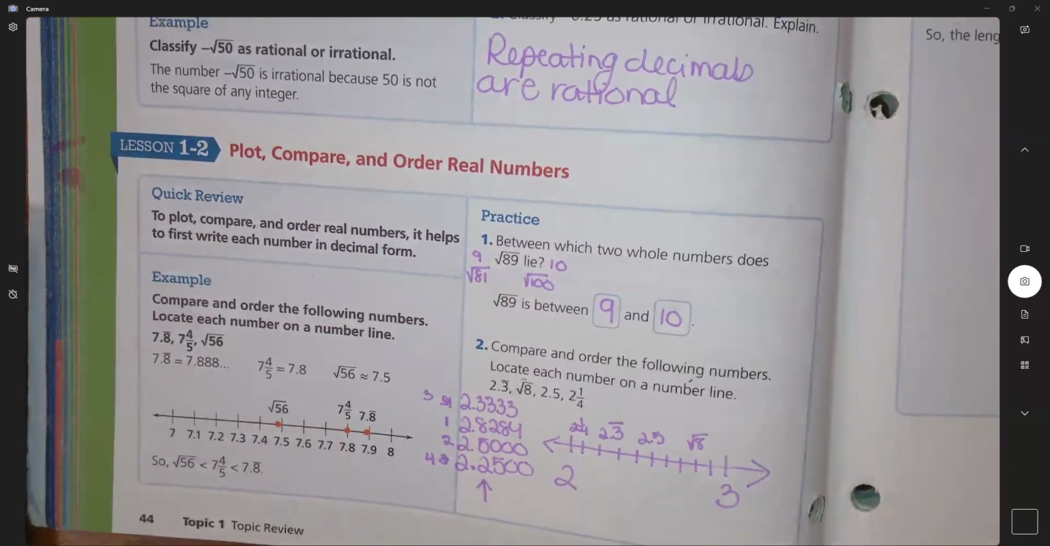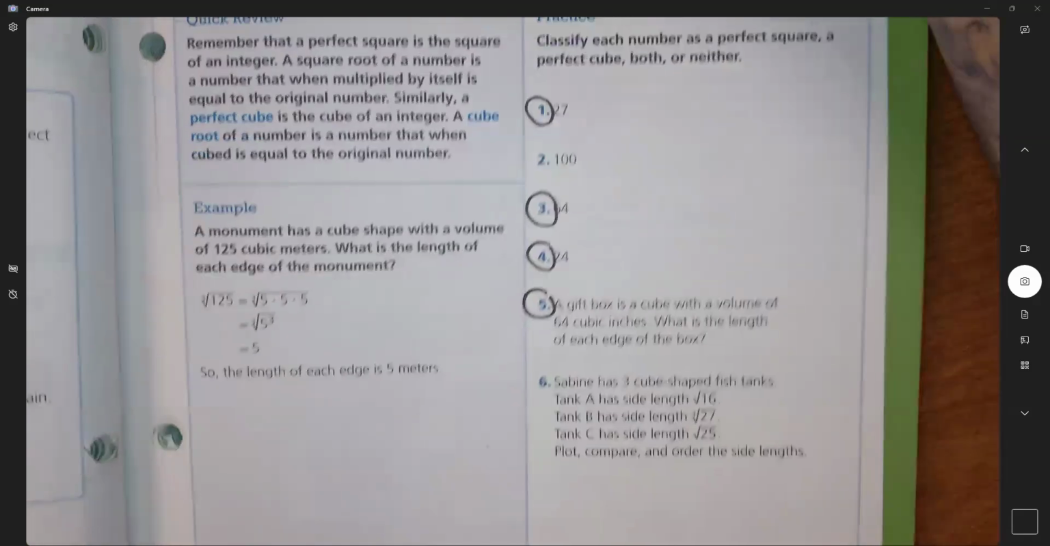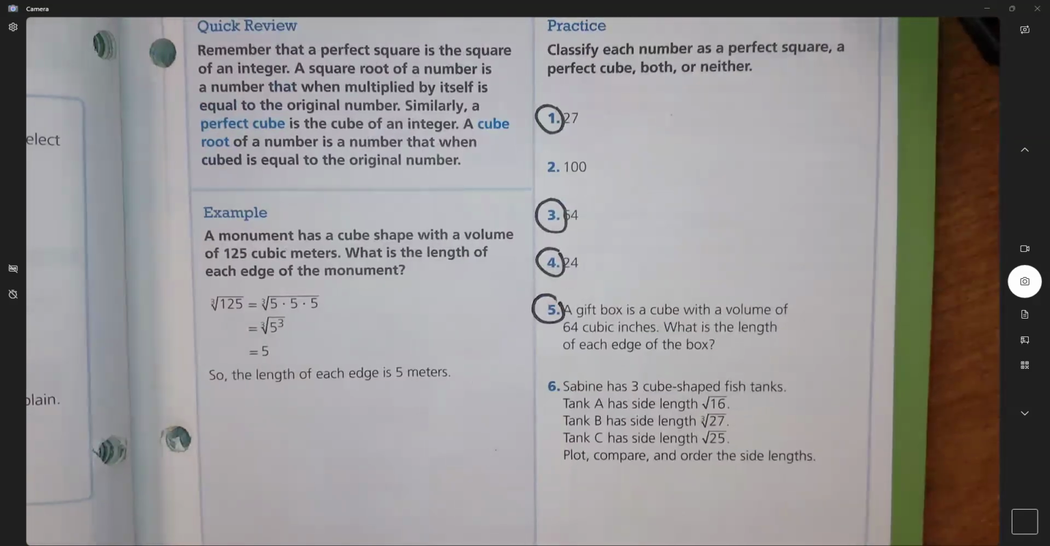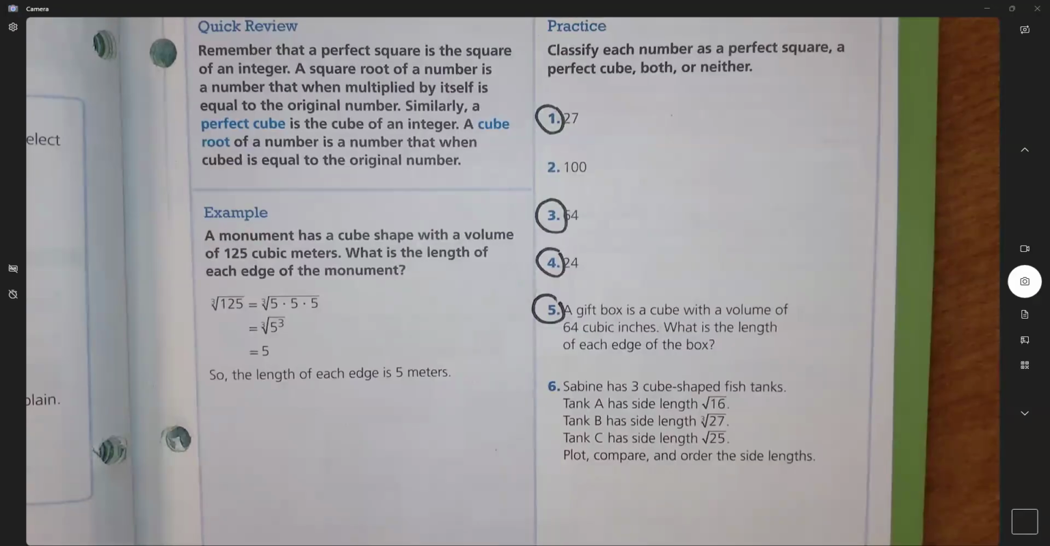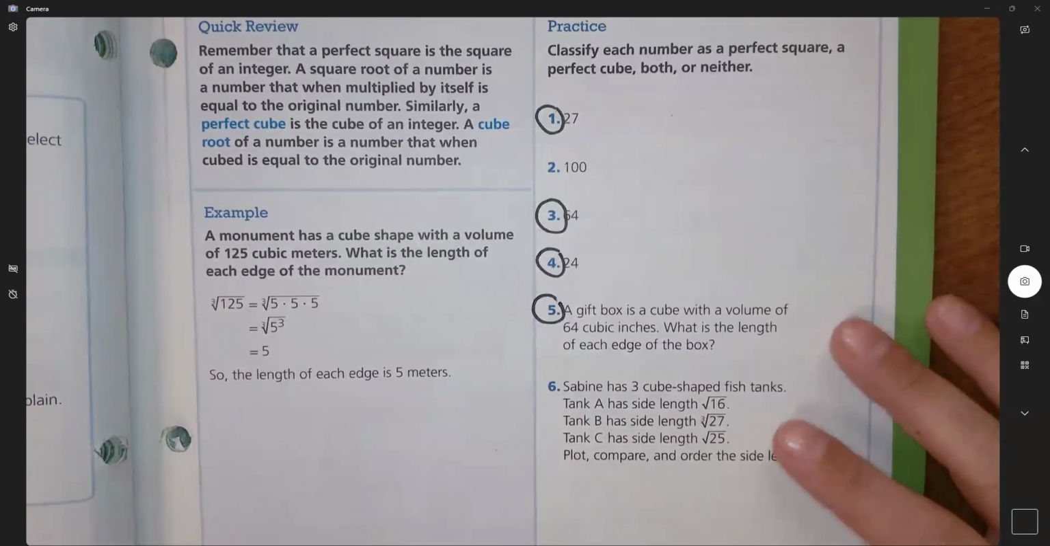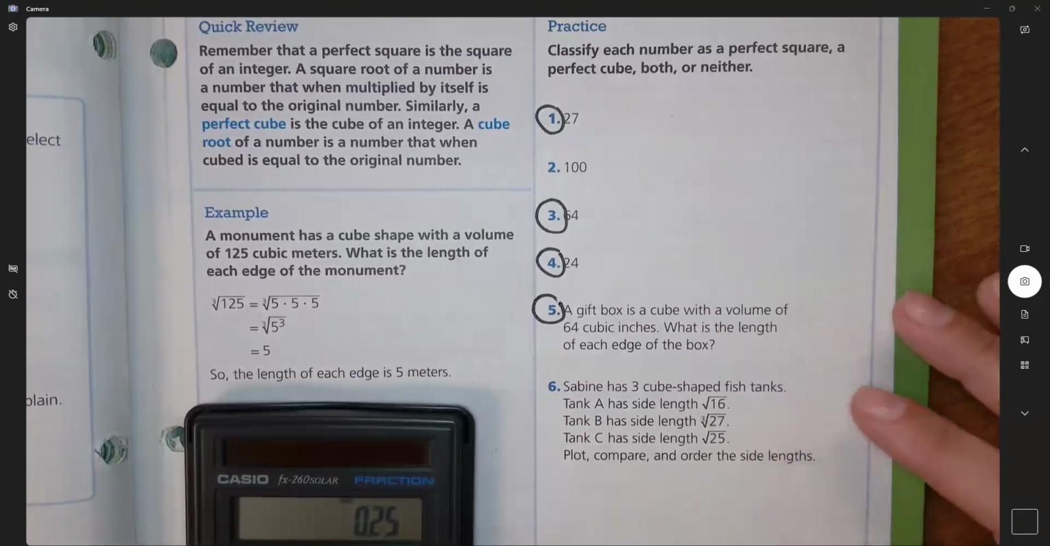1-3. Square roots and cube roots. This one had a lot of different parts to it. Classify each number as a perfect square, a perfect cube, both or neither. So remember last lesson and in your notes, I told you guys to memorize your perfect cubes. If not, you can always just multiply up on your calculator. Perfect squares, you should know. If not, you can check those on your calculator, but calculators aren't really set up for cubes, to be honest. You just kind of gotta do the math.